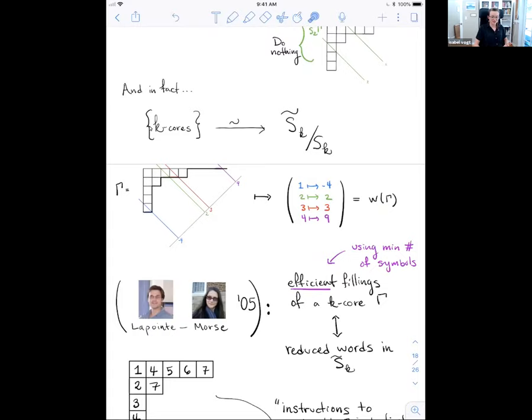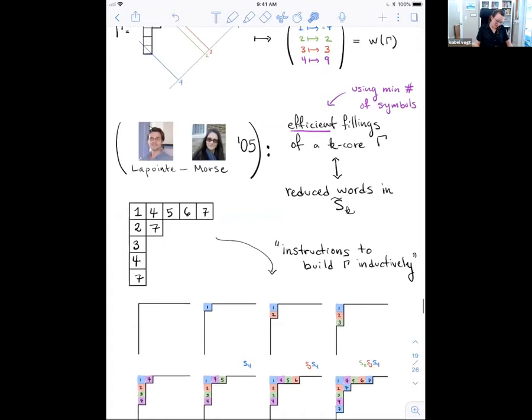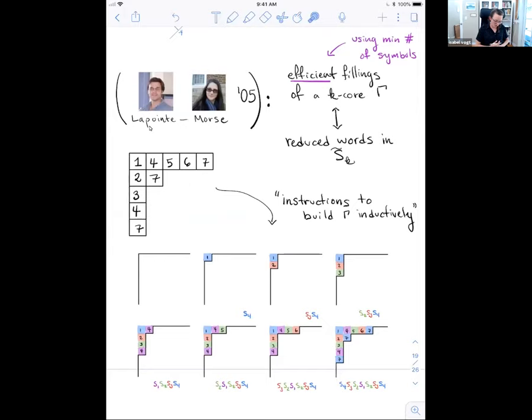And you can see why this should be true, because a filling is sort of instructions for how to build up the tableau inductively. So if I start from the empty tableau, then this one here in this filling is telling me the first thing I should do is add a box in residue class four, so that's multiplying by the generator S4. And similarly, all of these other numbers are telling me how to build up the entire tableau inductively. And at the end, I get a reduced word for the element of the affine symmetric group.